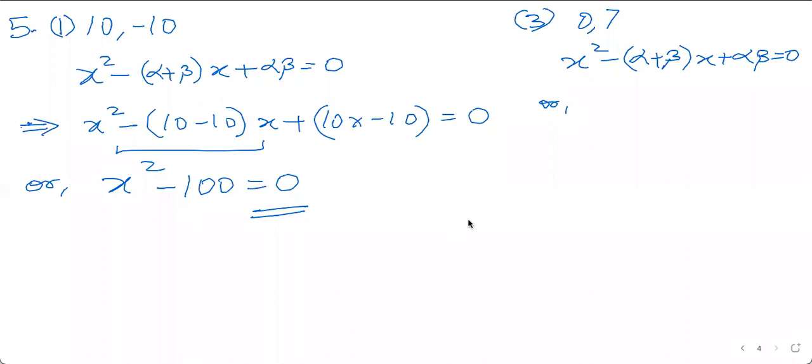Very simple question. So we know our roots are 0 and 7. All we have to do is put it in this formula. So it is 0 plus 7, and then it is 0 into 7. I should write it properly, so I will write it again.